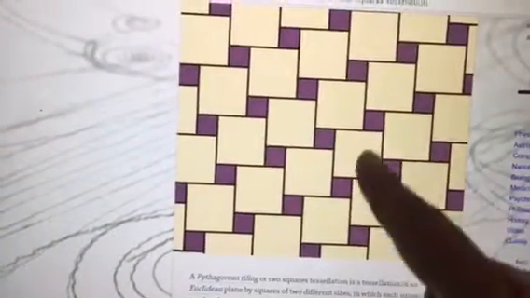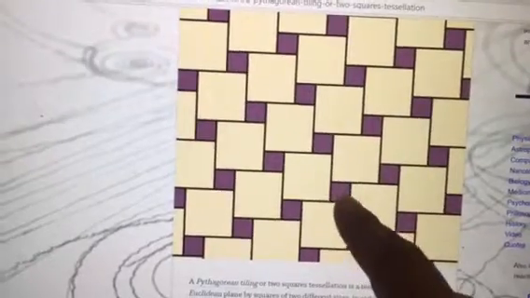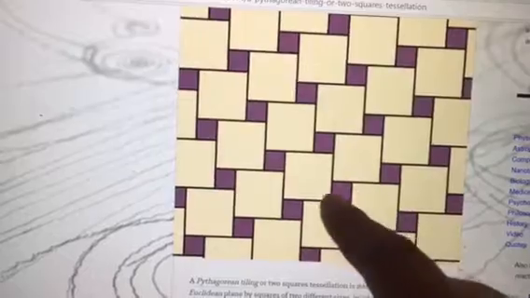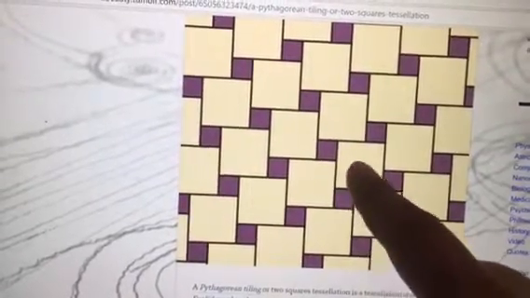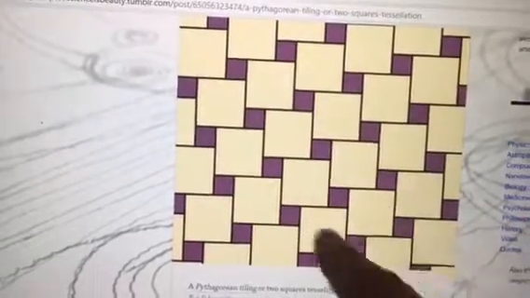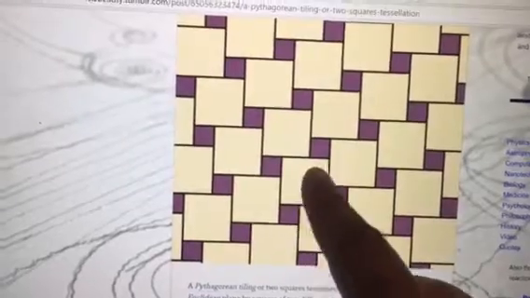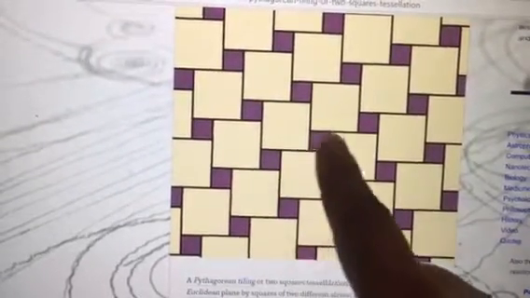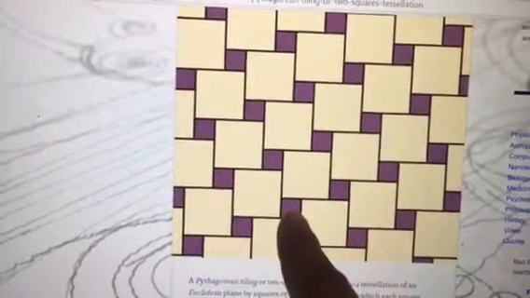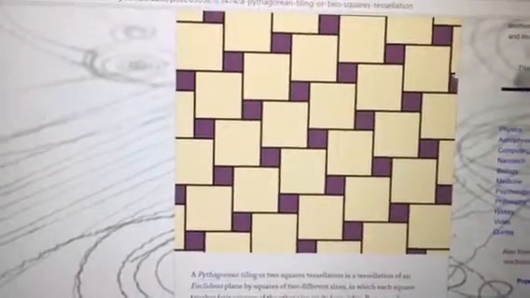So we see that in this picture there are two different size squares, and looking at the smaller square, we see that on each side of that square it is connected to four different size squares. Same thing with the bigger square. We see that on each side there is a smaller square. So let's go back.